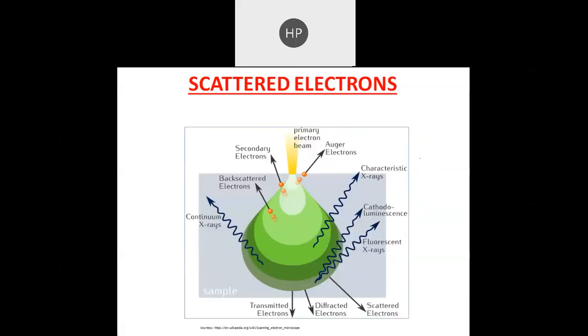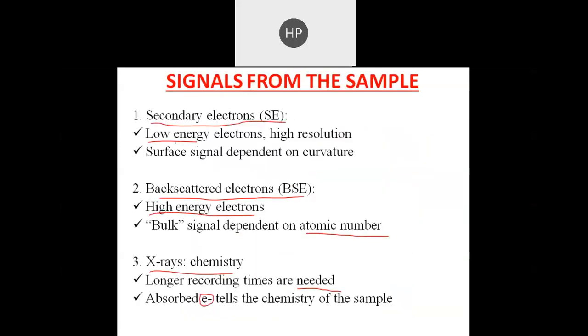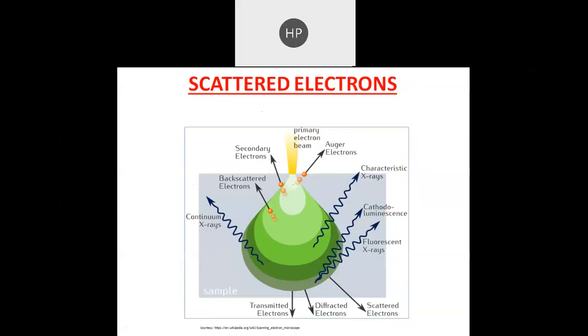Then if you see this diagram here, as we told earlier, these are the low energy electrons, secondary electrons that are low energy electrons. As you see in this diagram, this is the beam, and here we have a specimen. Simply this is the specimen, and we will see how these electrons go in deep.